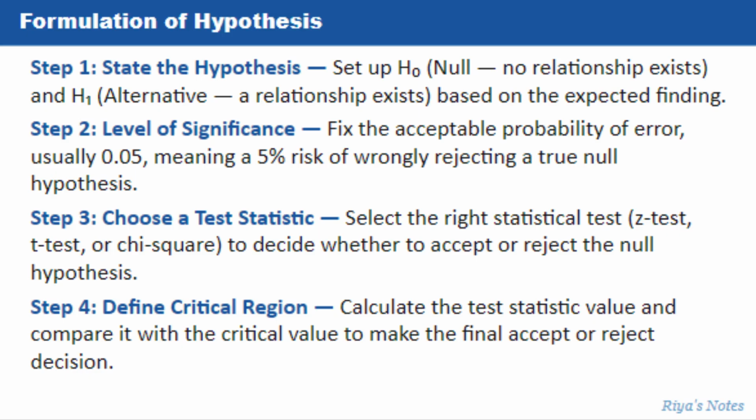Step 3. Choose a test statistic. Select the right statistical test, z-test, t-test, or chi-square, to decide whether to accept or reject the null hypothesis. Step 4. Define critical region. Calculate the test statistic value and compare it with the critical value to make the final accept or reject decision.